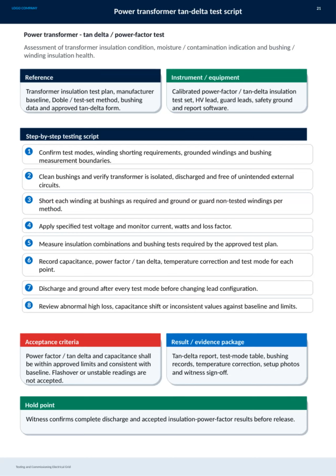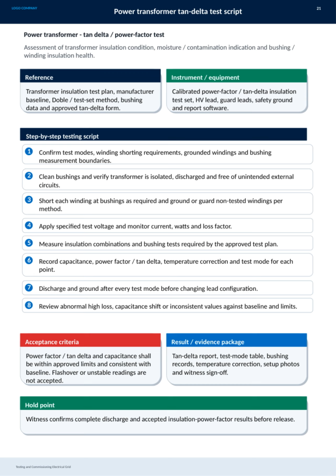On this slide, we cover the comprehensive power transformer tan delta test script, which is essential for assessing transformer insulation condition, moisture presence, contamination, and the health of bushings and windings. The test relies on references like the Transformer Insulation Test Plan, manufacturer baselines, and approved tan delta forms to ensure accuracy and consistency. We use calibrated power factor and tan delta test sets along with necessary leads and safety grounds.